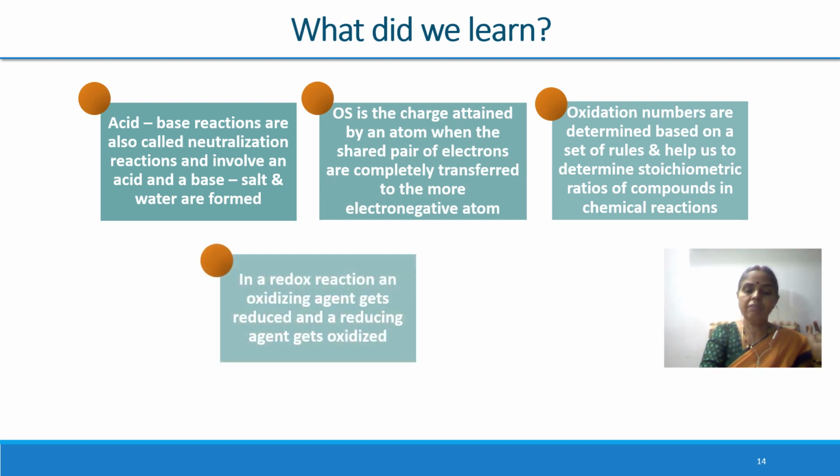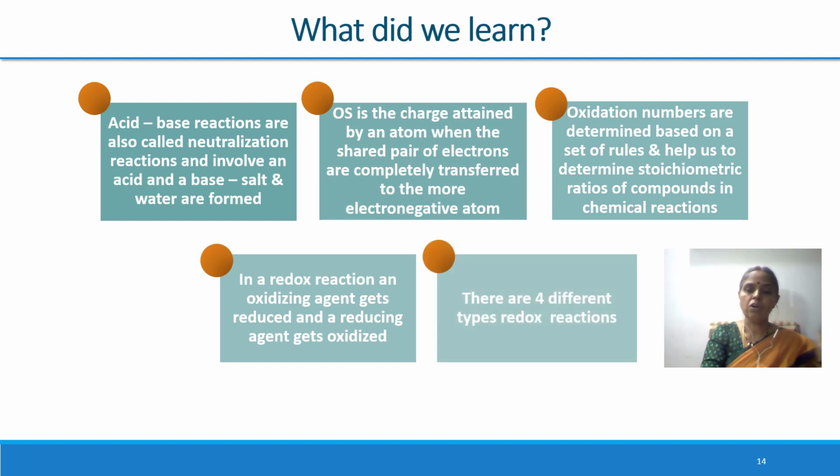Then of course, we have understood that redox reactions occur simultaneously. Reduction and oxidation will occur simultaneously, and the oxidizing agent gets reduced and the reducing agent will get oxidized in a redox reaction. Then we have also learnt finally that there are 4 different types of redox reactions. What are they? Combination, decomposition, displacement and disproportionation. So, these are the 4 types of redox reactions.